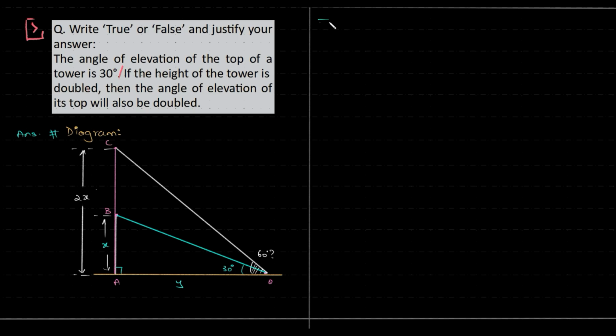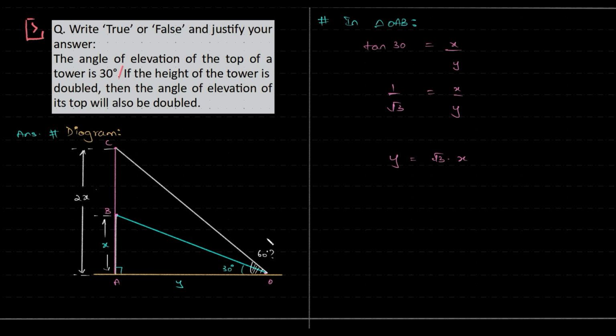And now on to triangle OAB. So what do we have? We have tan of 30 degree is equal to opposite by adjacent. So tan 30 is what? Tan 30 is 1 by root 3 is equal to x by y. So what I am doing is I am trying to get a relationship between x and y. Okay, so we have y is equal to root 3 into x.